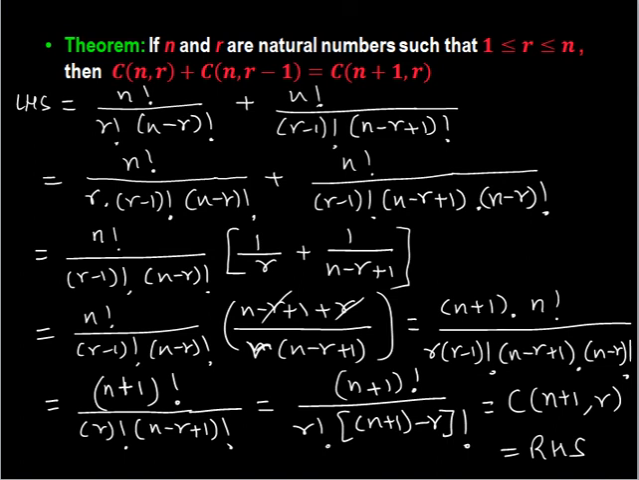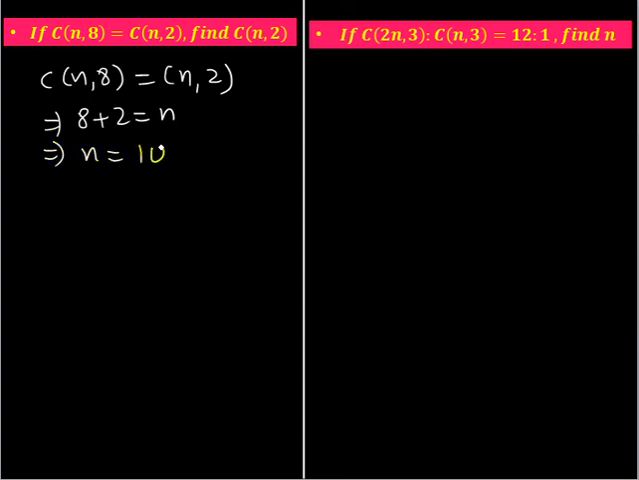Now children, quickly taking two questions based on this to see how it works. We are given C(n, 8) is equal to C(n, 2). Using this equation we have to find C(n, 2). Now if I use one of the results we have discussed just now, C(n, 8) is equal to C(n, 2). If you look at this, 8 is not equal to 2. So what is the only condition left? This means 8 plus 2 should be equal to n. That gives us the value of n as 10.